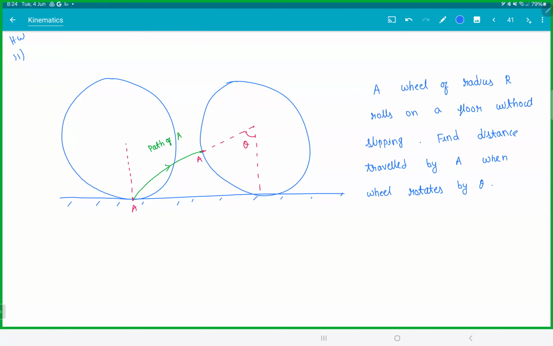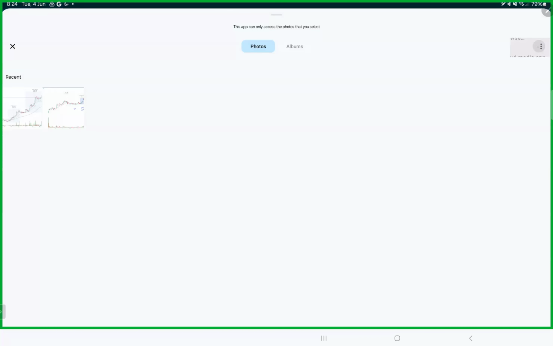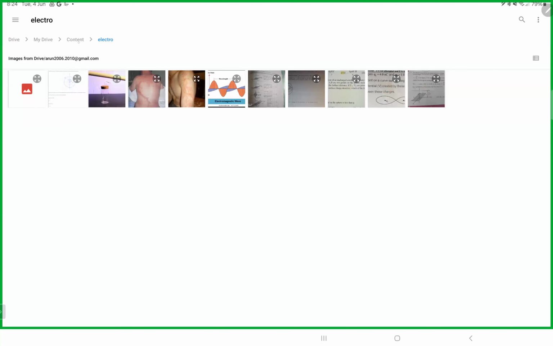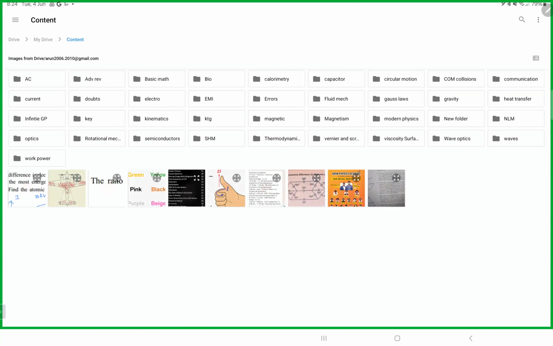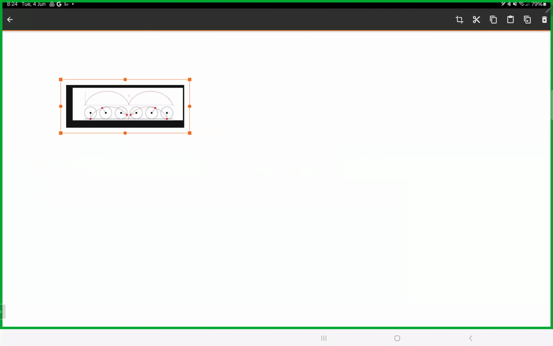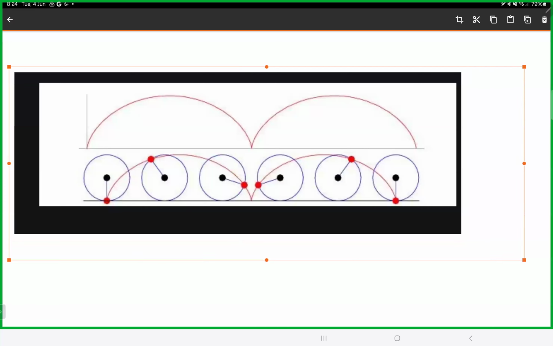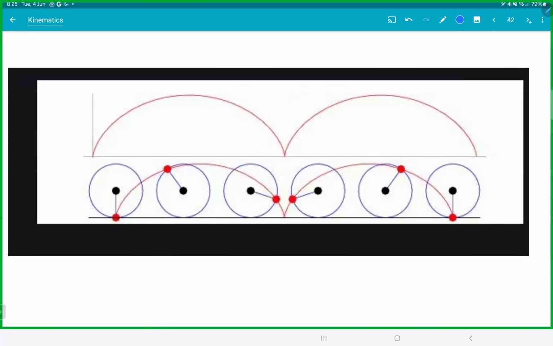Getting this? If you look at this path, let me show you how it would have looked. Whenever a wheel rolls, this is how the path looks. It's not a circle. This is the path of A. This path is called a cycloid. It's not a semicircle. It looks like that, but it's just a cycloid. So when it rotates by theta, I want you to find this distance.